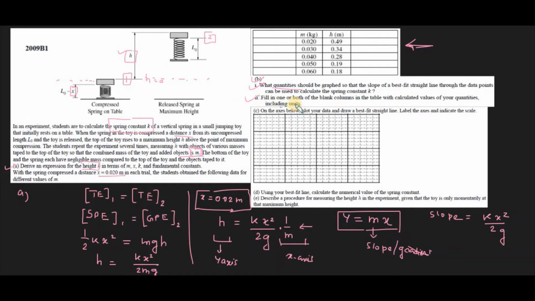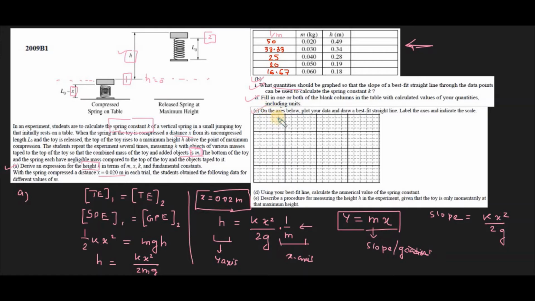In the second part, fill in one or both of the blank columns in the table with calculated values of your quantities. So in the x-axis it should be 1/m. Instead of here, in this column we can fill 1/m, and in this column the h value is already there. So here the table of 1/m is filled by taking the reciprocal of the masses. We have got these expressions.